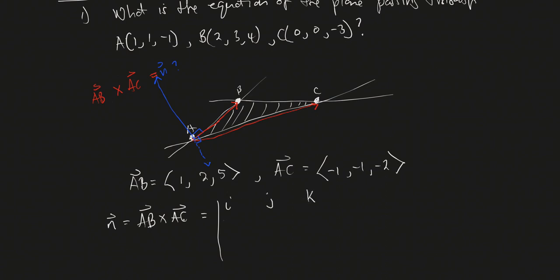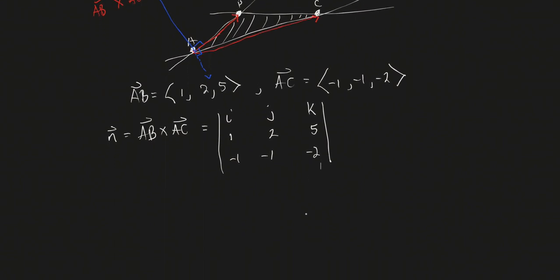And so fill out the second row with 1, 2, 5. Third row with -1, -1, -2. And then we're going to use, again, our cofactor expansion with the first row. So let me write down the 2 by 2 determinants that we need.